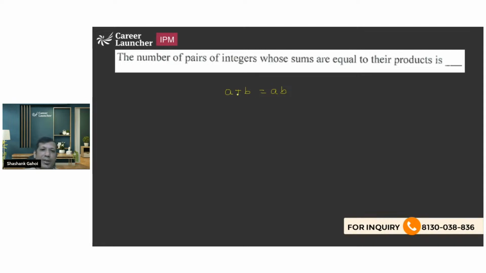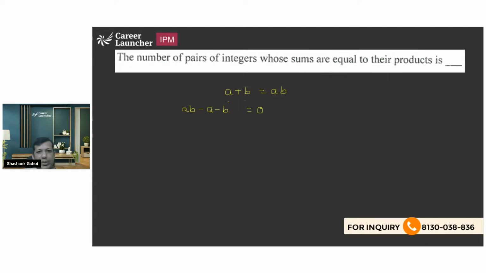क्योंकि इसके अगर देखें तो इसके दो स्टैंडर्ड सॉल्यूशन है. Everyone knows it, that is 0, 0 and 2, 2. But what if you got some other type of equation? So let's solve. So how do we solve it? So ab minus a minus b, and that's equal to 0.